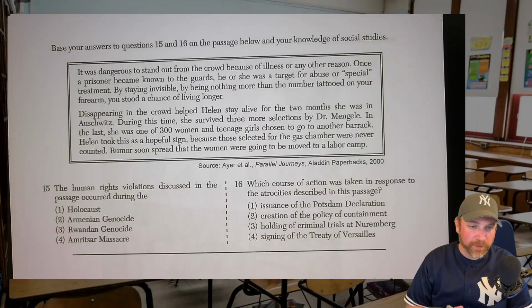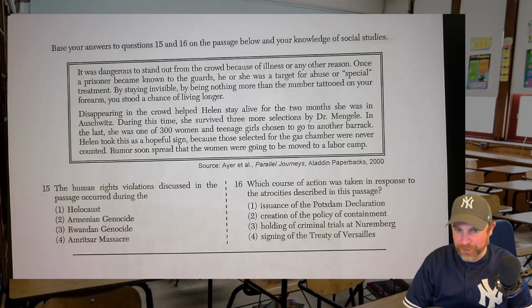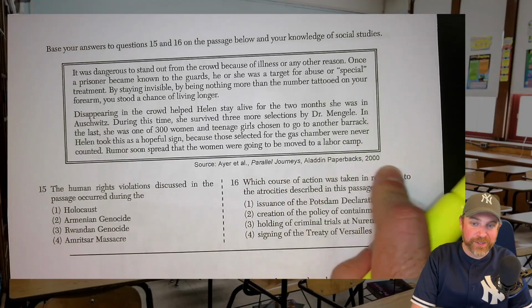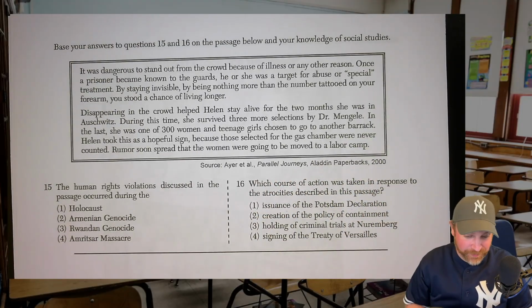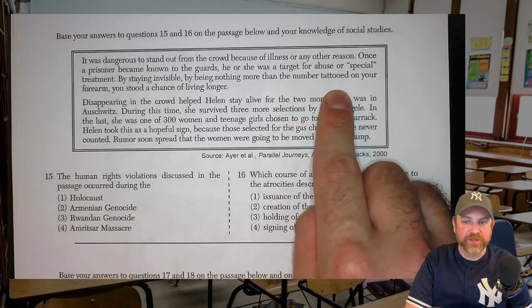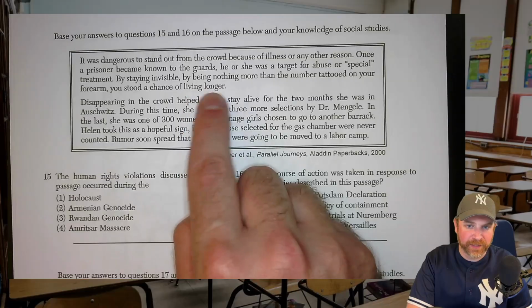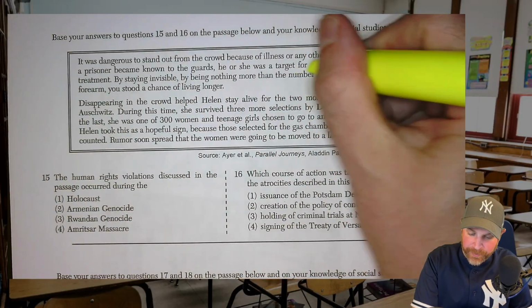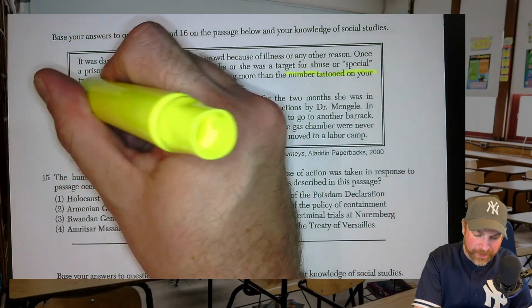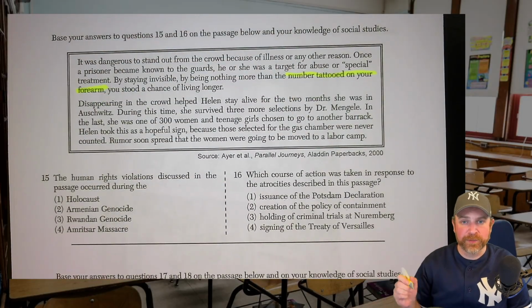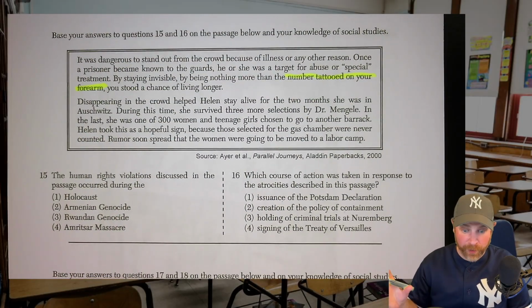Okay, so the source that corresponds with 15 and 16, you can't get much information from it. It's called Parallel Journeys and published in 2000. Doesn't really tell me much, but let's take a look at the content in the source. It was dangerous to stand out from the crowd because of illness or any other reason. Once a prisoner became known to the guards, he or she was a target for abuse or special treatment. By staying invisible, by being nothing more than the number tattooed on your forearm, you stood a chance of living longer. Okay, so when I see number tattooed on forearm, I'm thinking Holocaust, right? Because the Germans did that to Jewish people in the concentration camps. Let's see if I'm right.